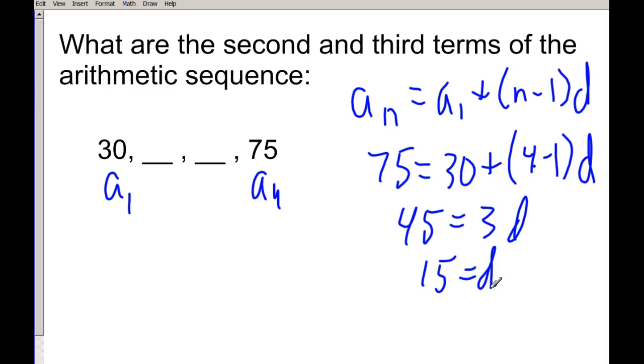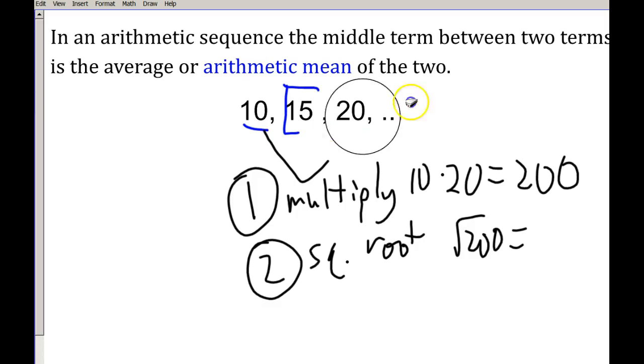So our common difference is d. Once you find the common difference, I prefer to just add it to get to the next term. So this would be 30 plus 15 is 45, plus 15 is 60, and plus 15 is 75. So you can see that it definitely works. And that's probably the quickest way to do that.